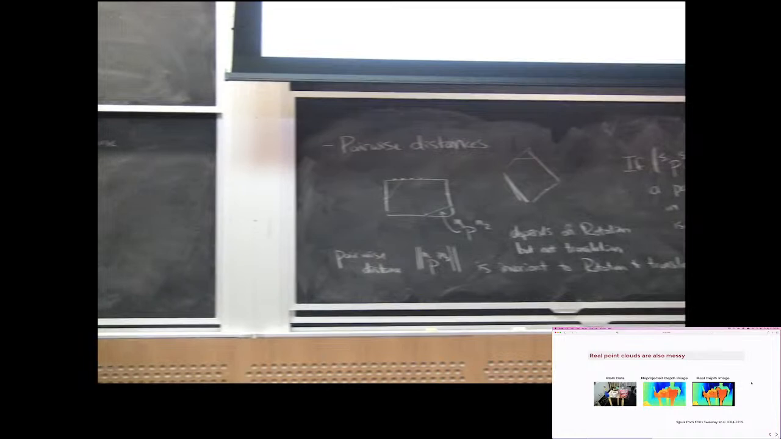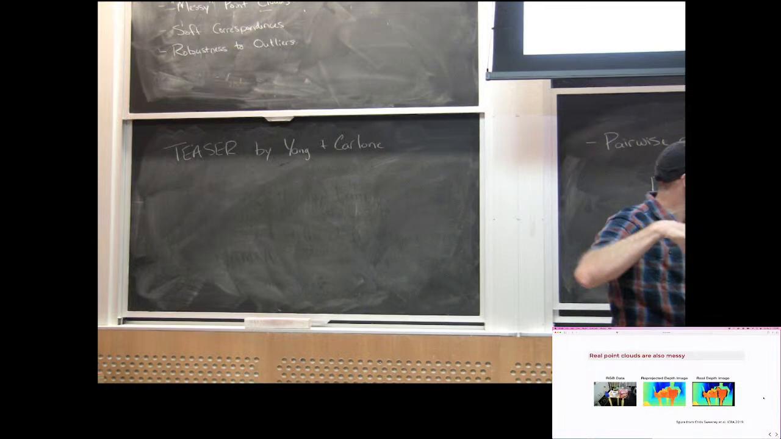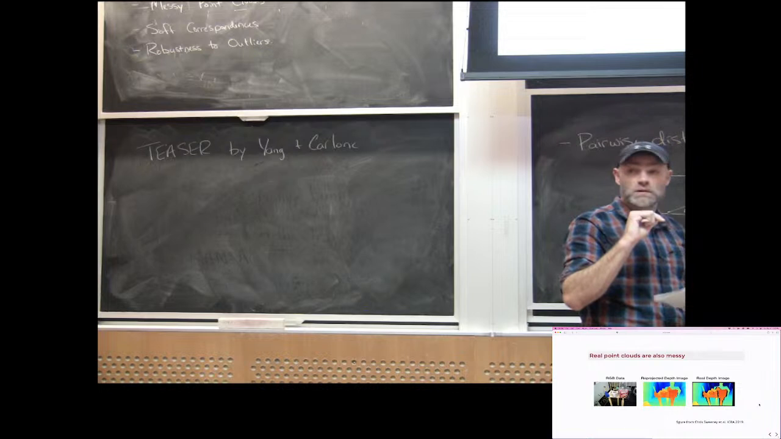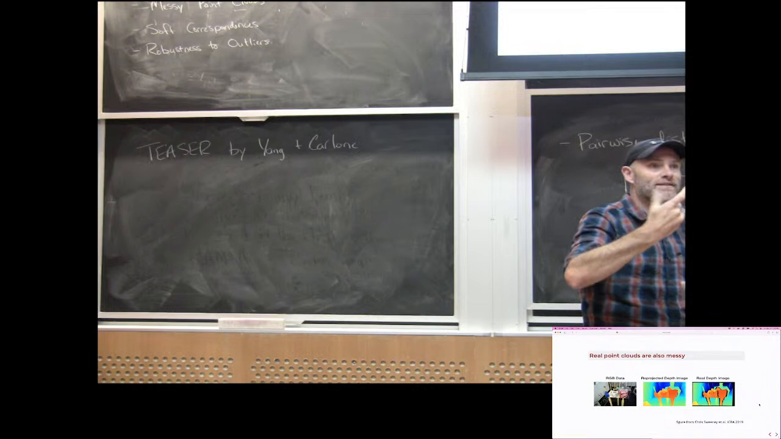So this Teaser algorithm by Hank and Luca had a really clever idea. They said, we've got this cluster, there's some distribution of possible pairwise distances, and they said make a graph where the edges connect all the matching pairwise distances. And if you can find the maximal clique in the graph, that is likely your object of interest in the data.